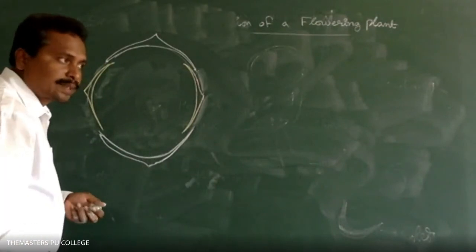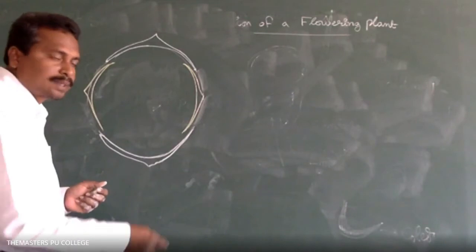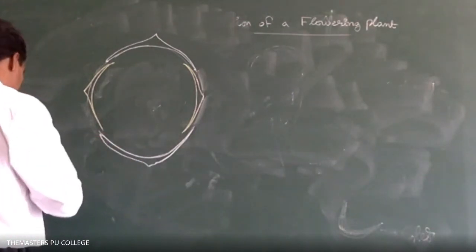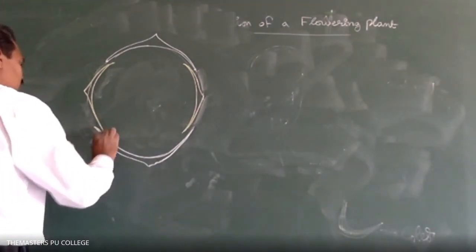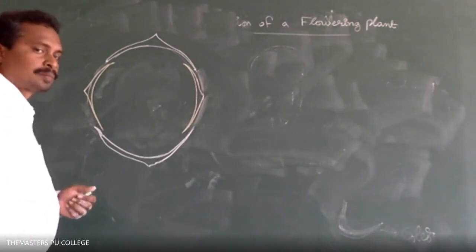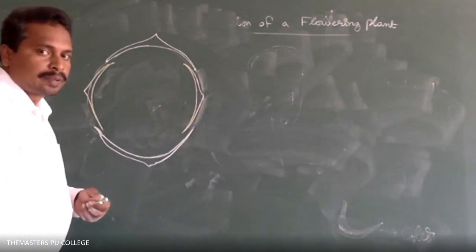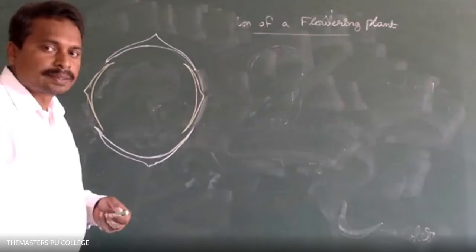Here I have drawn the four sepals. How many members are present in the calyx? Four.